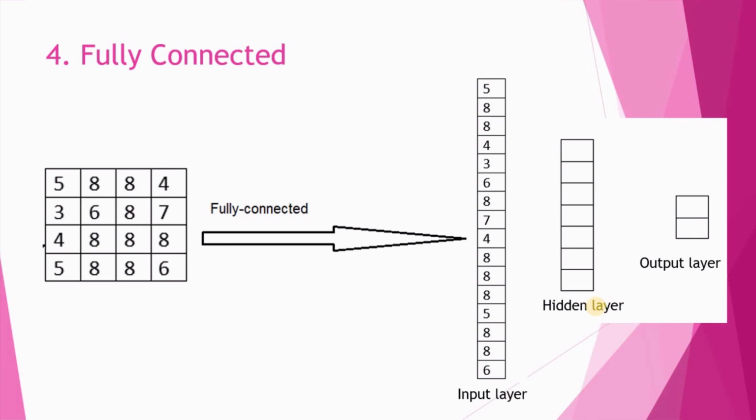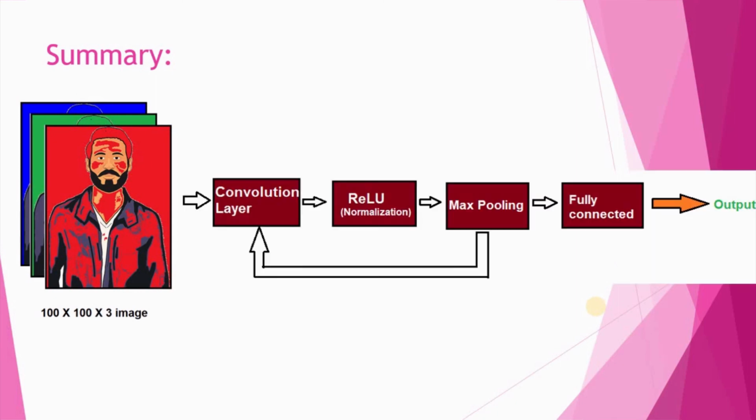Now let us make one complete summary of how a convolutional neural network works. This is our input matrix. It is an image of size 100 by 100 by 3. Then we perform the first convolutional layer, then the ReLU normalization layer, and then max pooling, and then fully connected. In the convolutional layer, we choose the filter, then we map that filter to our input value, and then we update our pixel values. And then in the ReLU activation function, we replace negative values with 0, and we do nothing with positive values. And in max pooling, it simply reduces the dimension of our matrix.